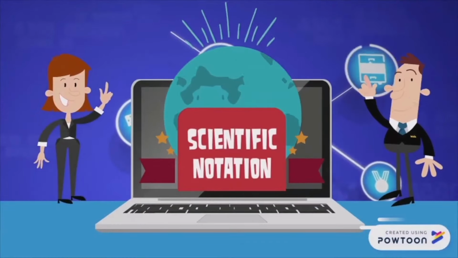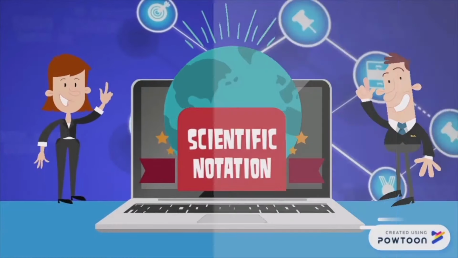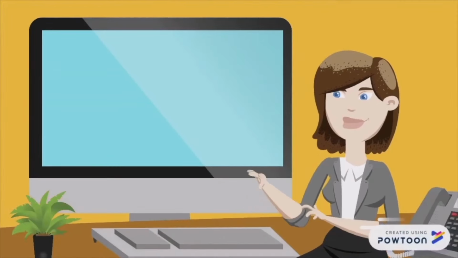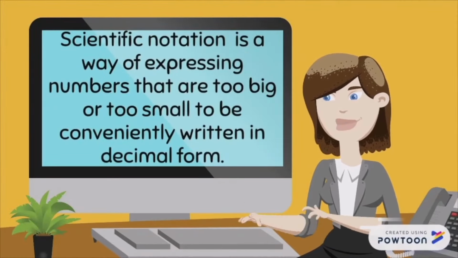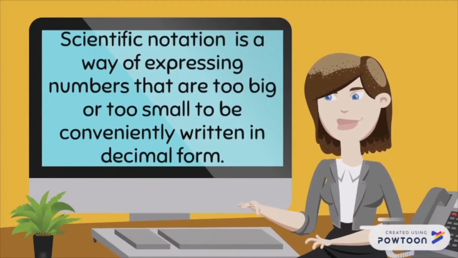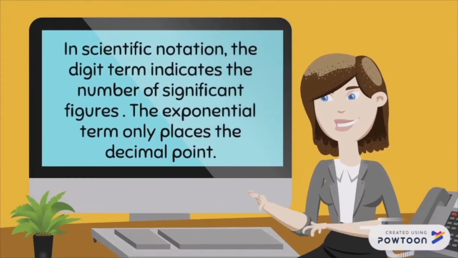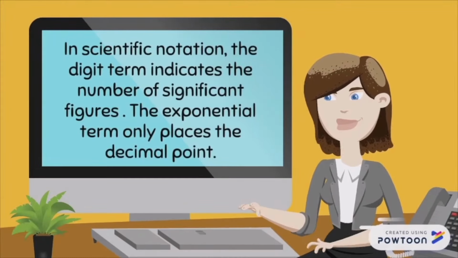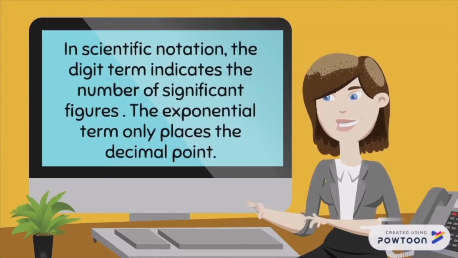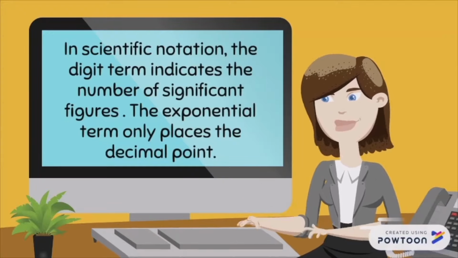Our new lesson for today is all about scientific notation. So what is scientific notation? Scientific notation is a way of expressing numbers that are too big or too small to be conveniently written in decimal form. In scientific notation, the digit term indicates the number of significant figures. The exponential term only places the decimal point.